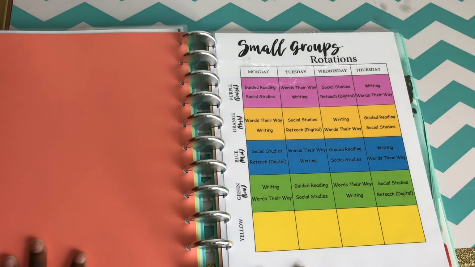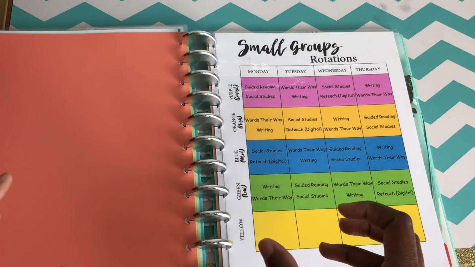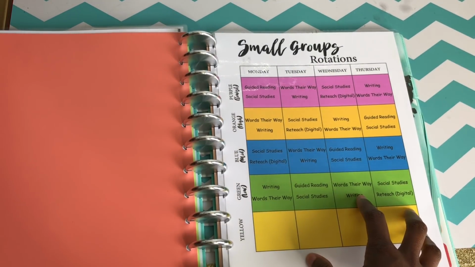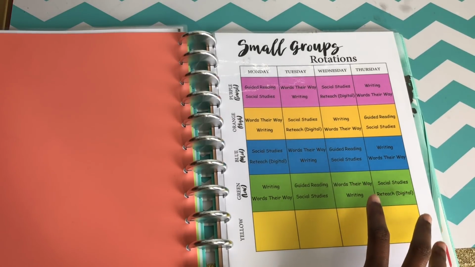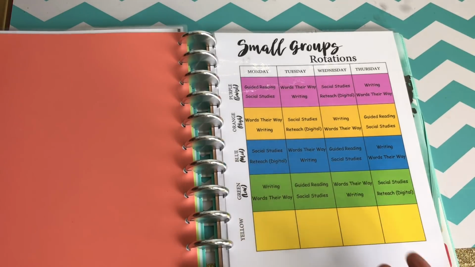So just to give you a little information about my small groups, the activities that students will be doing, of course we will have guided reading, social studies, Words Their Way, writing, and a reteach that is digital, so that's like flipped learning or a flipped classroom. The things they'll be doing two times a week will be Words Their Way, writing, and social studies.